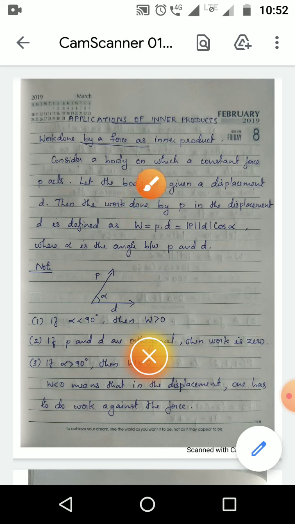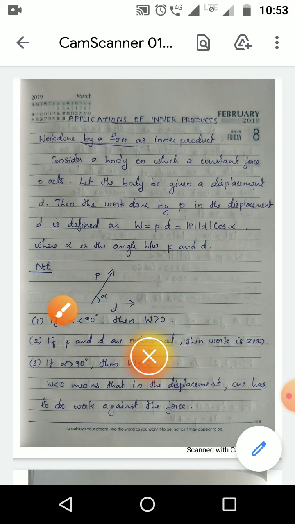Suppose that a constant force P acts on a body so that the body is displaced by a distance D. The displacement is given as D. Then the work done by the force P in the displacement D is defined as W. W is equal to P dot D. By the definition of inner product, it can be written as length of P into length of D into cos alpha, where alpha is the angle between P and D.